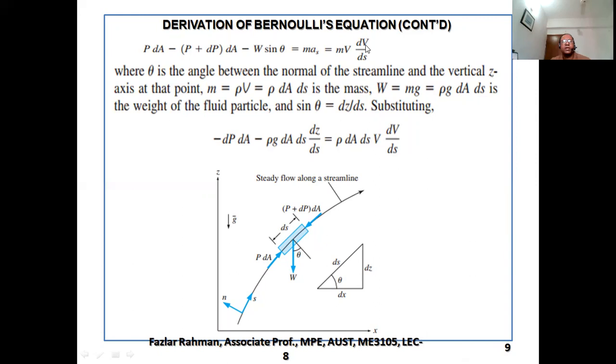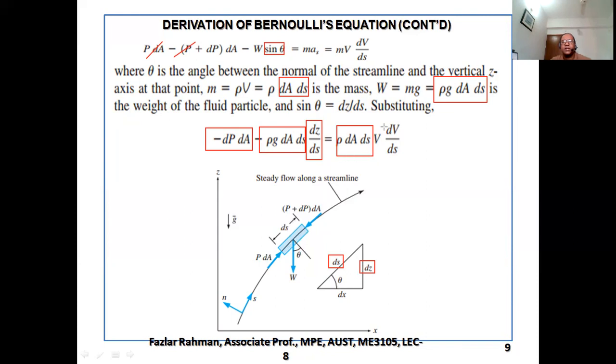So the same line, we put it over here. Now, if you simplify this line, then you see P dA will be out. So in the left side, it remains only dP into dA, this term. Now, what is the W? W equals rho g dA ds. I already showed you. So this is our W. What is sine theta? dz by ds. That is shown over here. What is the mass? Just rho into V. So rho times dA into ds is the mass.